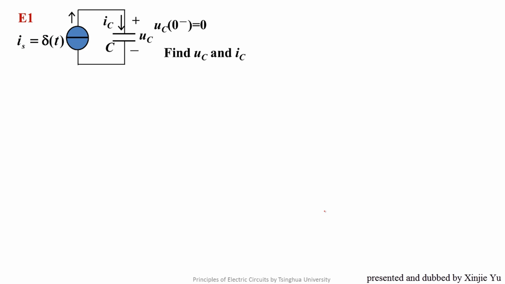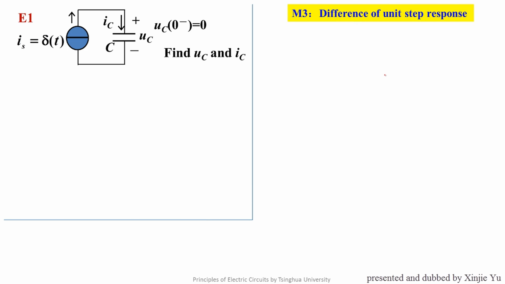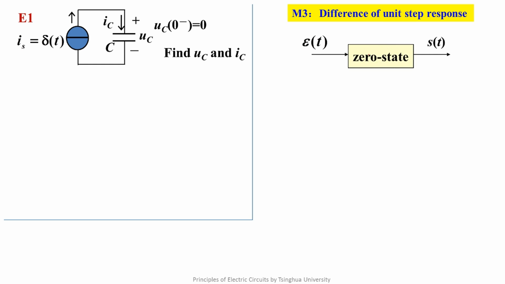The third method is to solve the differential of the unit step function. Why can we solve the unit impulse response by the differential of the unit step function? Let's make a derivation. For a zero-state circuit, we suppose the response under the excitation of the unit step function is s(t), and the response under the excitation of the unit impulse function is h(t).